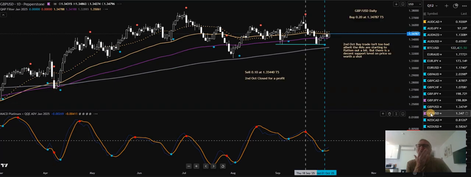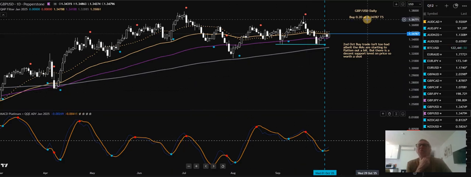So we'll go to a cleaner chart just to show the most recent was this buy here. This sell, there was a sell and it was closed for a profit. So I did close that one for a profit, which is good. So I can get rid of that. And the most recent trade is this buy on the 2nd of October.